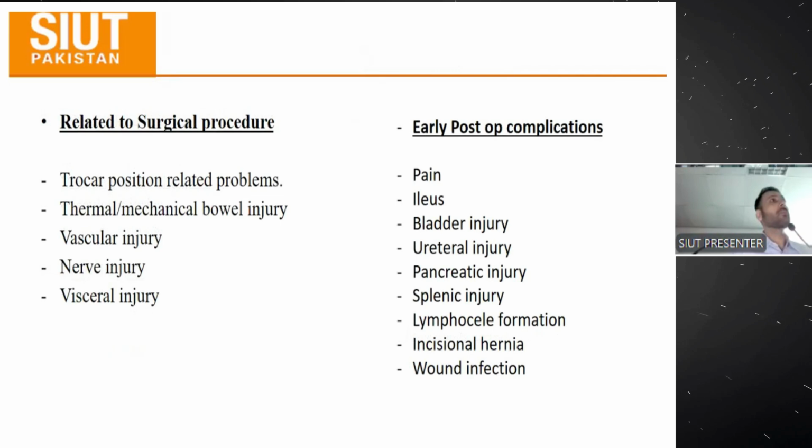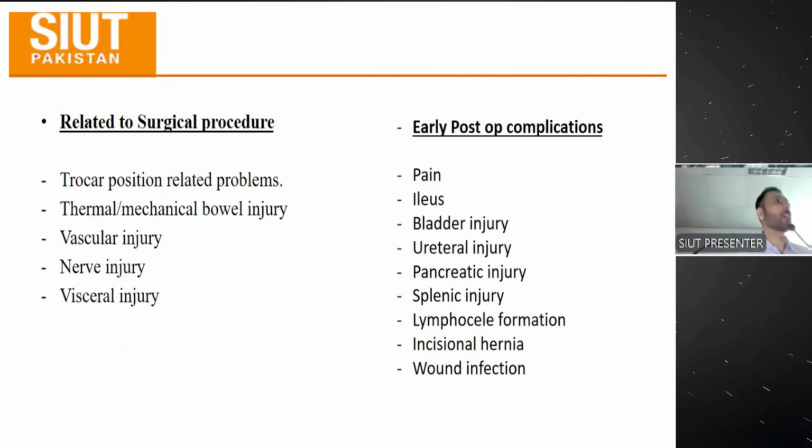There are some complications which are related to the surgical procedure as well. The trocar position related problems, where you don't have the trocar at the right place. Thermal and mechanical injury of the bowel. Thermal injury by the monopolar and the bipolar that you're using. Mechanical injury by the trocar that you might have placed or the instrument that you're working with. Vascular injuries. You might have seen a lot of vascular injuries during this laparoscopic procedure as well.